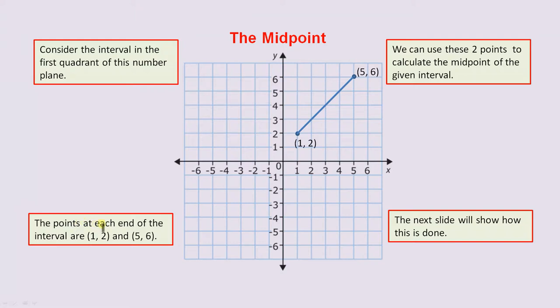The points at each end of the interval are 1, 2, and 5, 6. We can use these 2 points to calculate the midpoint of the given interval. The next slide will show how this is done.